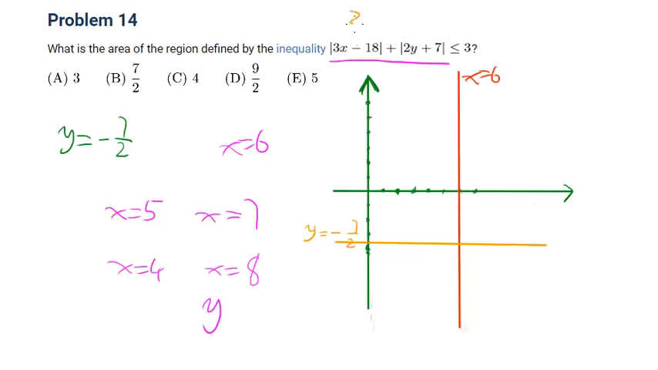We could do one quadrant, 3x minus 18. We're assuming that we're doing this quadrant, which means both of these are positive, which means x is greater than 6 and y is going to be greater than negative 7 over 2. Negative 3.5, plus 2y plus 7 is smaller than 3.